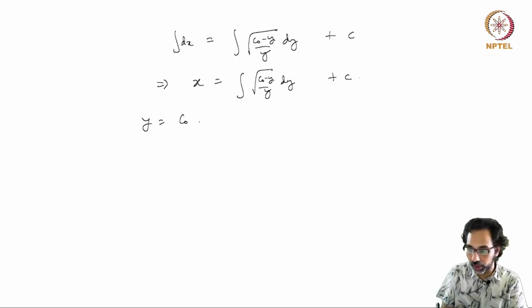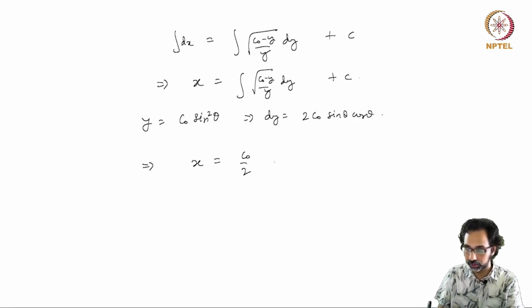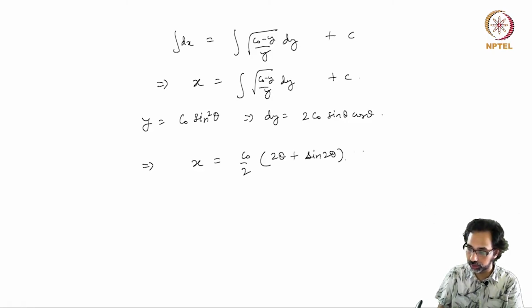So if we substitute y equals c naught sine squared theta, this implies dy equals 2 c naught sine theta cos theta, and one can immediately get the answer. x equals c naught over 2 times (2 theta plus sine 2 theta) plus a constant of integration, and y is c naught sine squared theta.